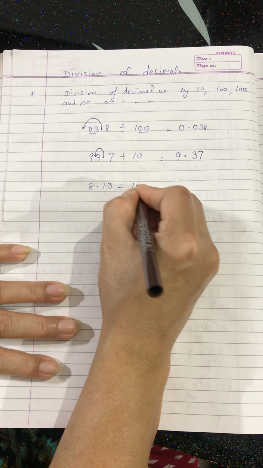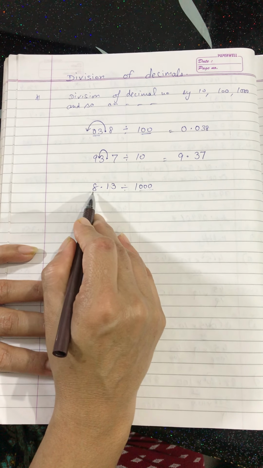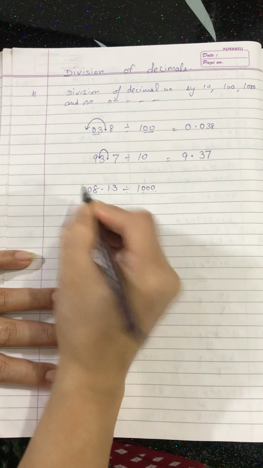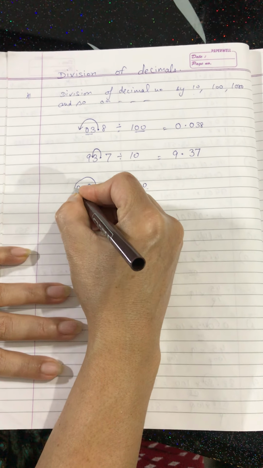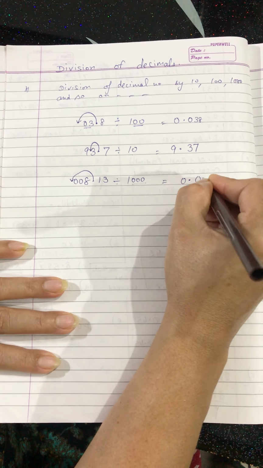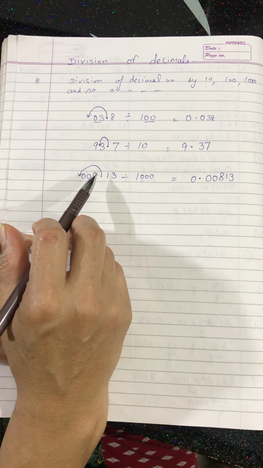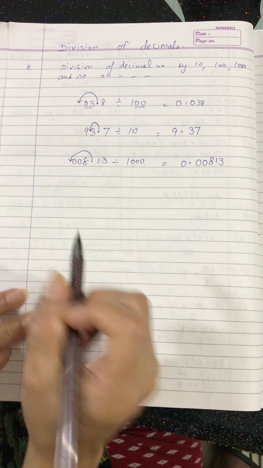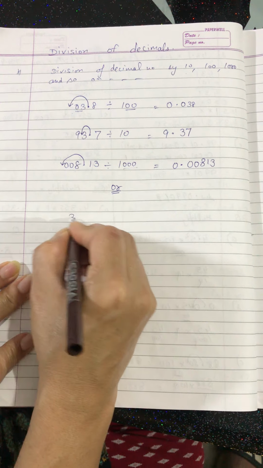8.13 divided by 1000. There are 3 zeros in 1000, but here there is only 1 digit to the left of the decimal. We will put 2 more zeros and make 3 digits to the left of the decimal. And now we will shift the decimal by 3 digits. The answer will become 0.00813. That is the method by shifting the decimal to the left side.